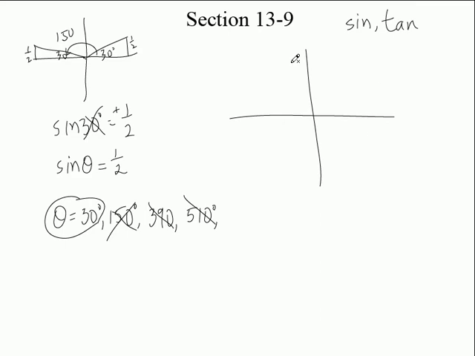So again, we can't go around the circle a whole bunch of times, but we want to restrict it to a certain number of quadrants. We're going to restrict it to 2 different quadrants. Sine and tangent are restricted to the first quadrant and the 4th quadrant.